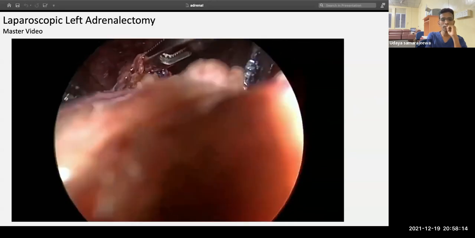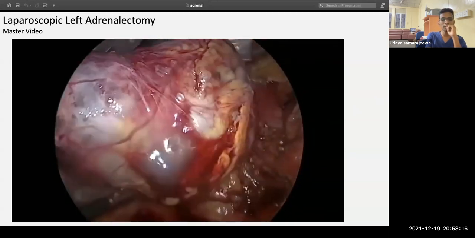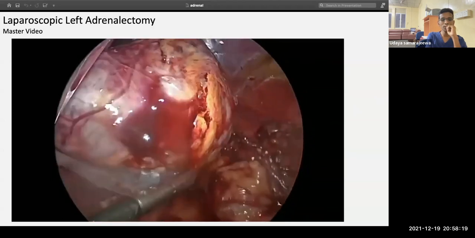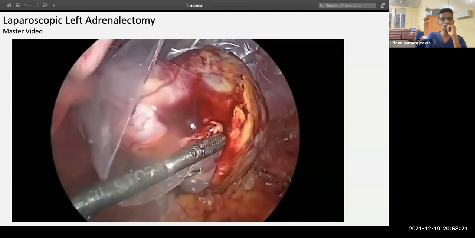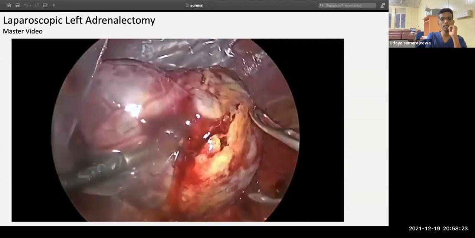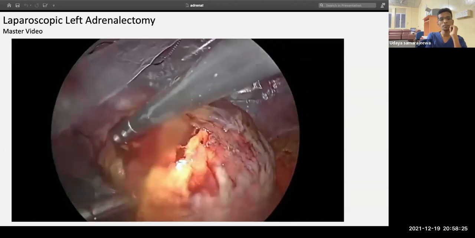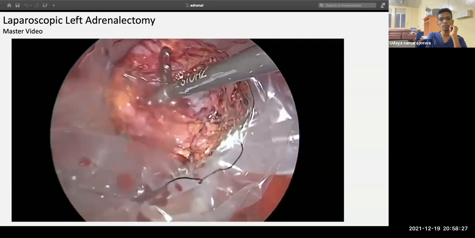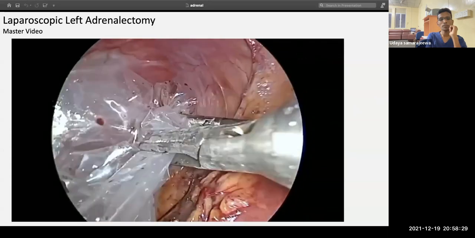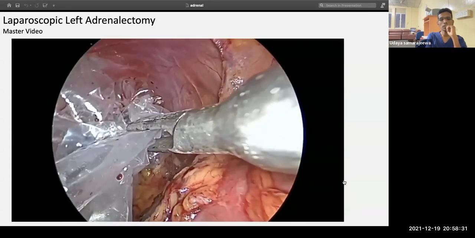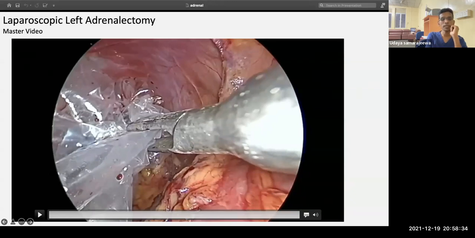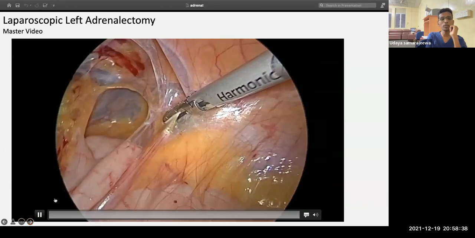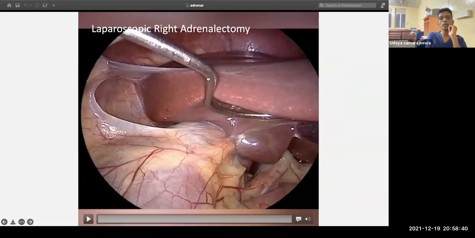So we are using a custom made bag to retrieve the adrenal lesion. Okay, so that's the key steps of the left adrenal. We'll look into a short video, look into the key steps in the right adrenal.